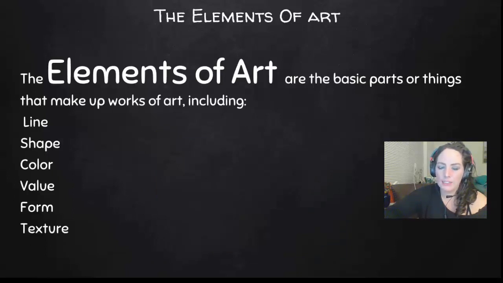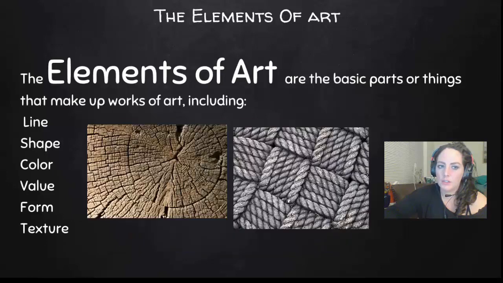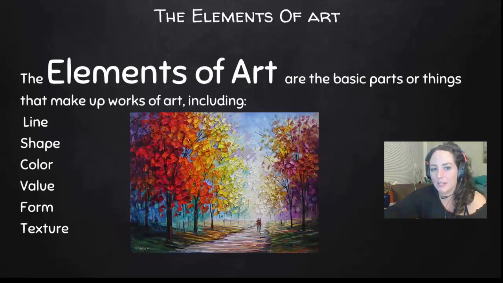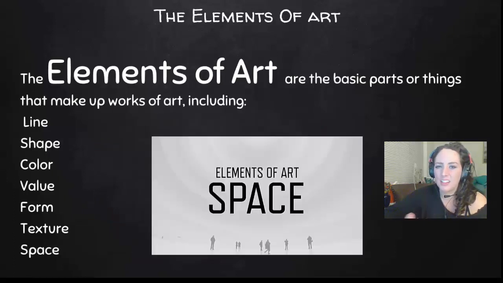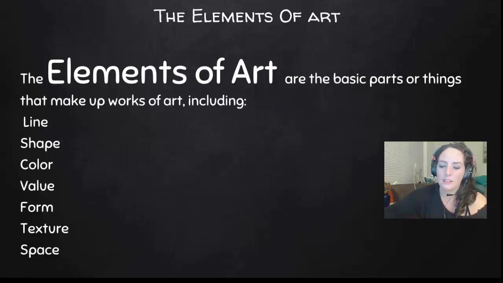And then you have texture. So real texture, does something feel a certain way or does it just look like it feels a certain way? So real texture, and then implied texture. And then you have space. So positive space and negative space. All of this is in your vocabulary words and your OLS, and these are the things that we're going to talk about.